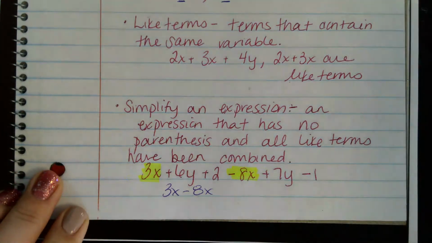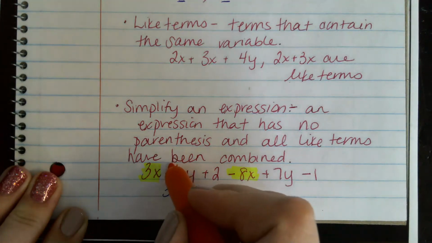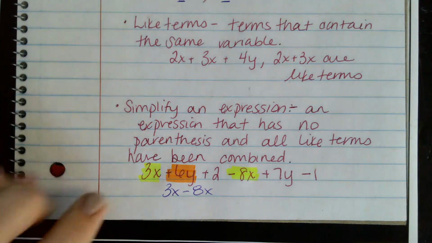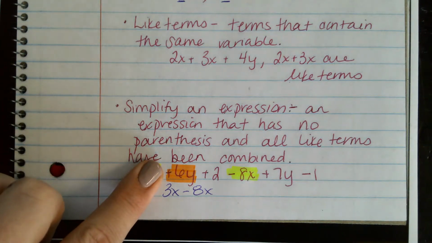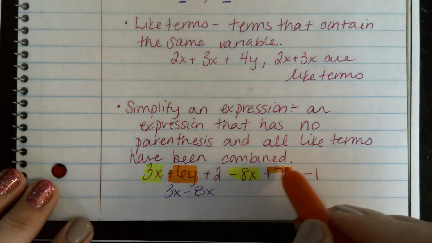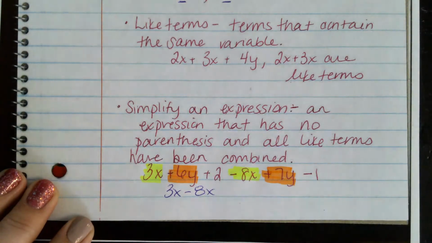Then I'd look at my y's. Now my y's, I have a positive 6y, and again it's positive because if I cover that up, I'm left with just a positive. And then I have a positive 7y over here. So I'm going to write those down.